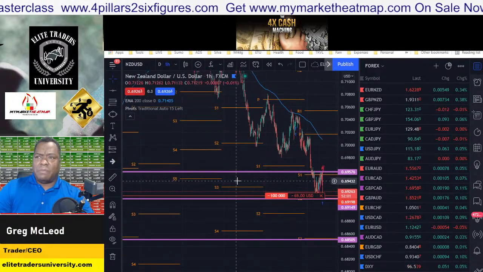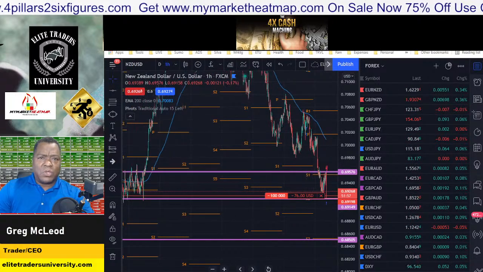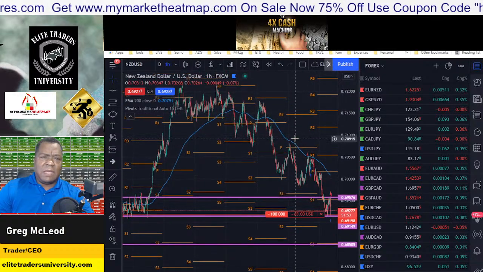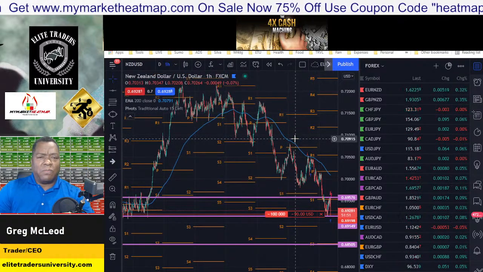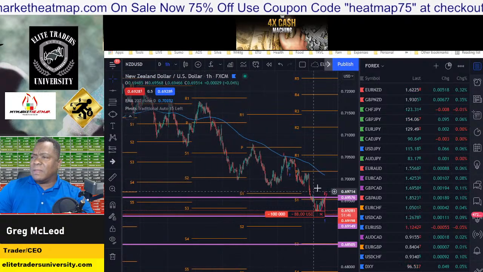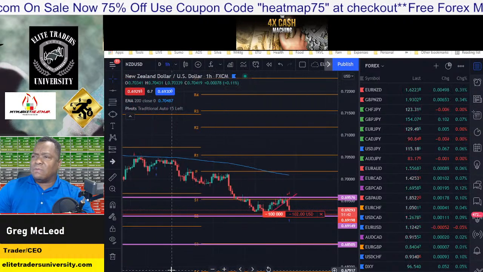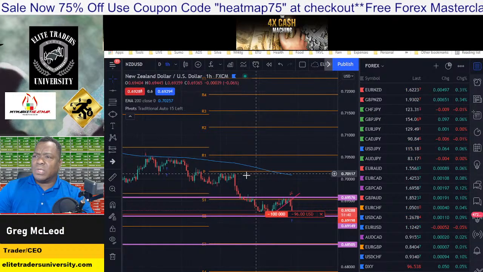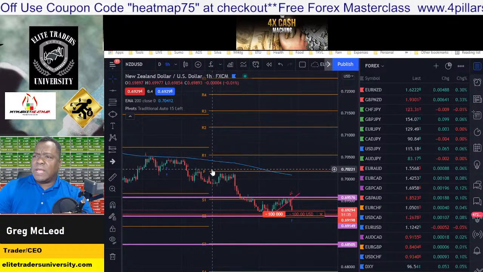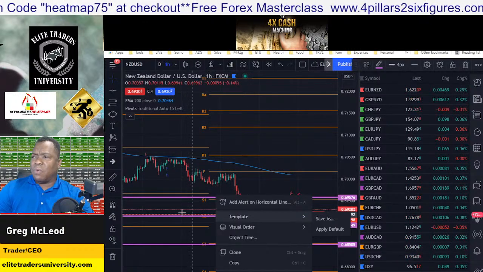The orange lines are our pivot resistance. Pivots are commercial support and resistance levels. They're calculated by taking the high, low, and previous close, divided by 3 to get a central pivot, almost like a line of scrimmage in football. If you're trading above the pivot, it's usually bullish, and below the pivot is bearish. And we're trading below the pivot, but we're trading at this level of support.